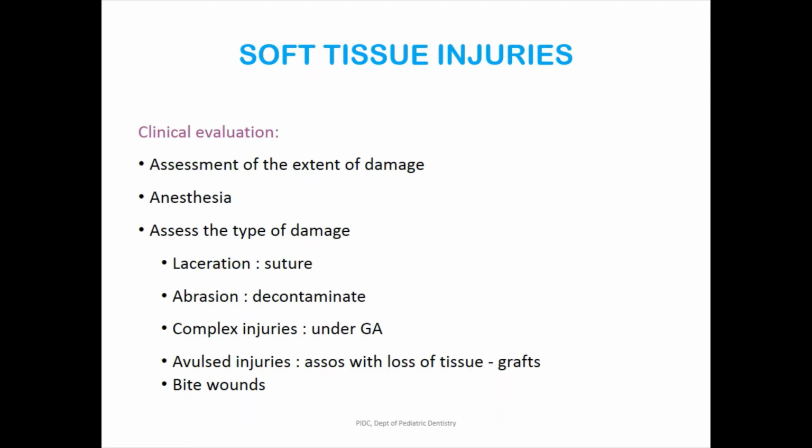In laceration type, we generally suture. In abrasion, we need to decontaminate the wound. Complex injuries need to be treated under general anesthesia. Any avulsed injuries associated with loss of tissue need to be replaced or grafts need to be placed. And we need to check for any bite wounds. The bite wounds would indicate child abuse.